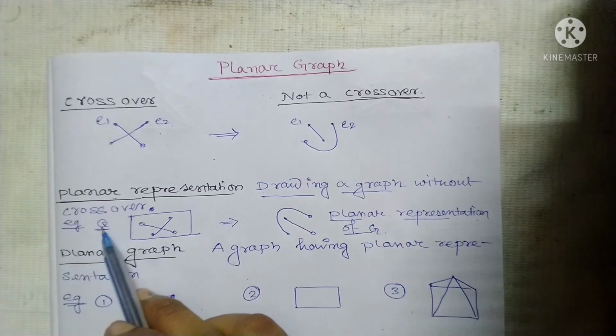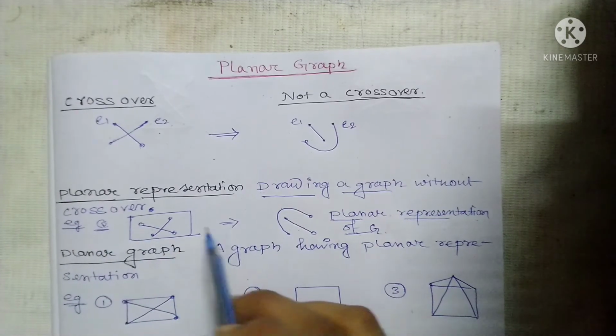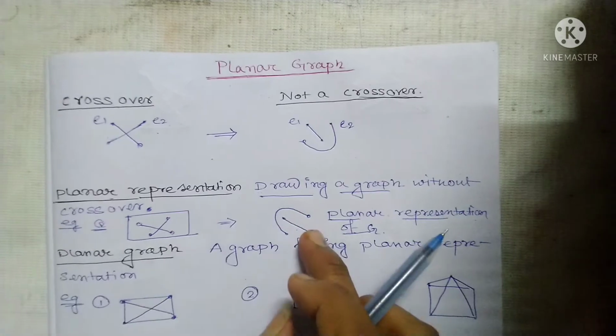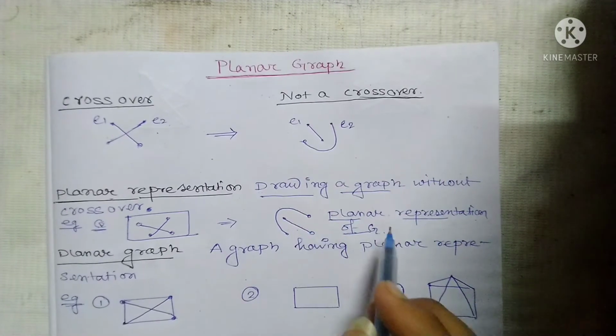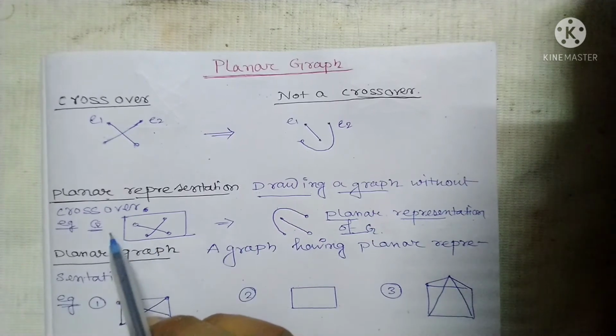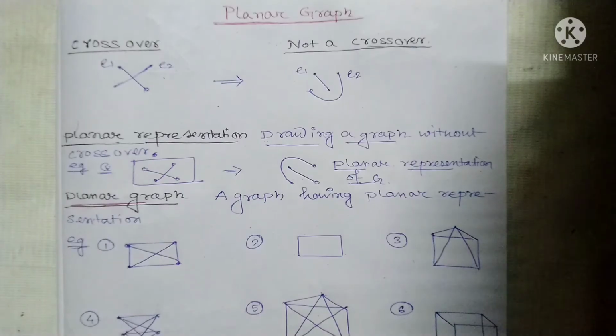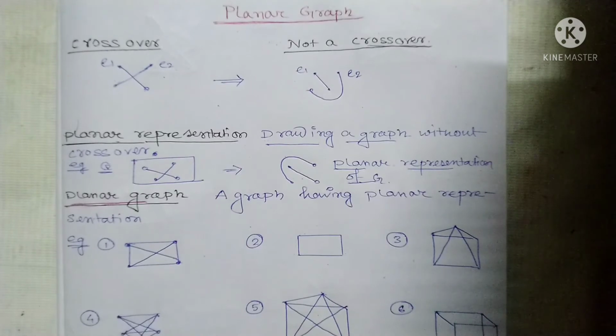This is also graph G, and this is also graph G, but this one has a crossover, and this representation doesn't have any crossover. So we can say this is the planar representation of the graph G. Now we know the definition of the planar graph. So this is our main topic.